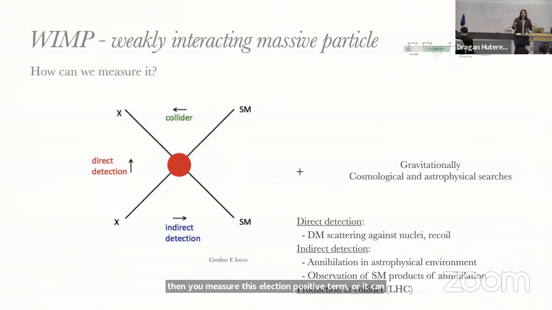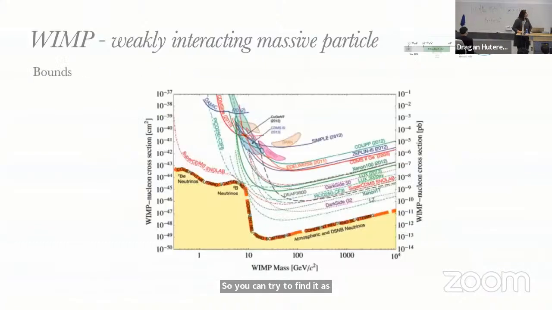Everybody must have heard about those lines, the excess that we measure in astrophysics, and those could be an indication that we have dark matter as a WIMP in that GeV to TeV mass range. And it can be produced in colliders. So you can try to find it as the product of a collider.